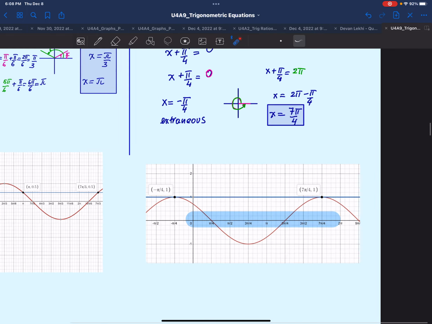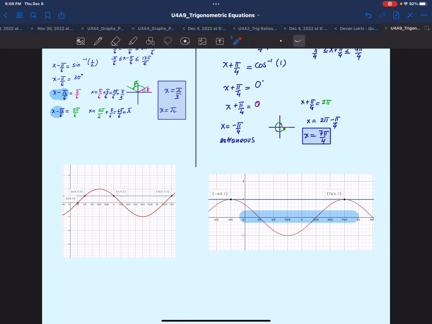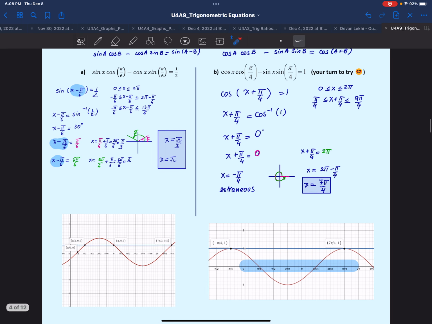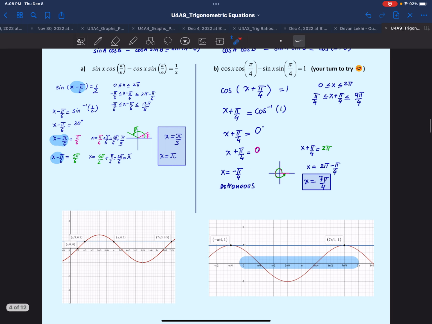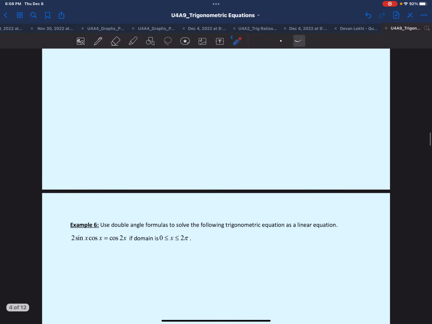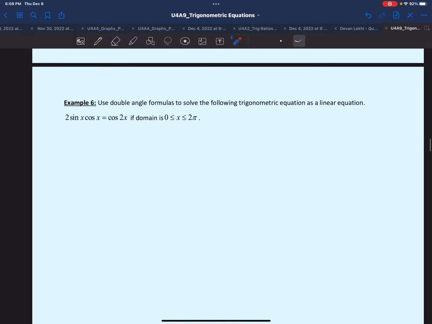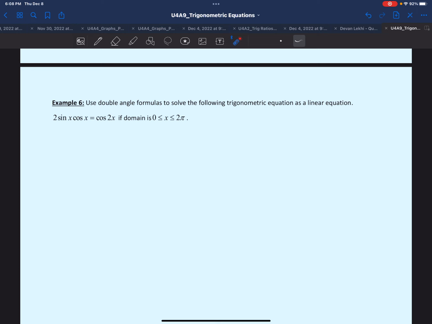So this concludes the examples that we covered using the compound angle formulas. And in the next video, we'll go over the examples where we have to change the trigonometric ratios to a single trig ratio in an equation.